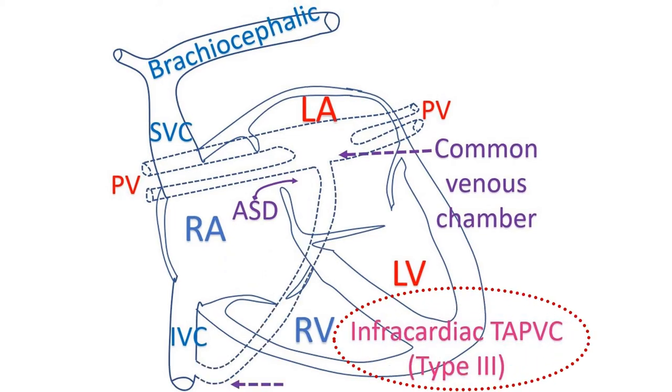Next is the infracardiac variety, in which pulmonary veins go below the diaphragm, the breathing muscle separating the chest cavity and the tummy. The pulmonary veins then join the portal vein in the liver and drain to the inferior vena cava. Inferior vena cava is the blood vessel draining blood from the lower part of the body to the heart. Infracardiac means below the heart. There is also a fourth mixed type, which is much less common.